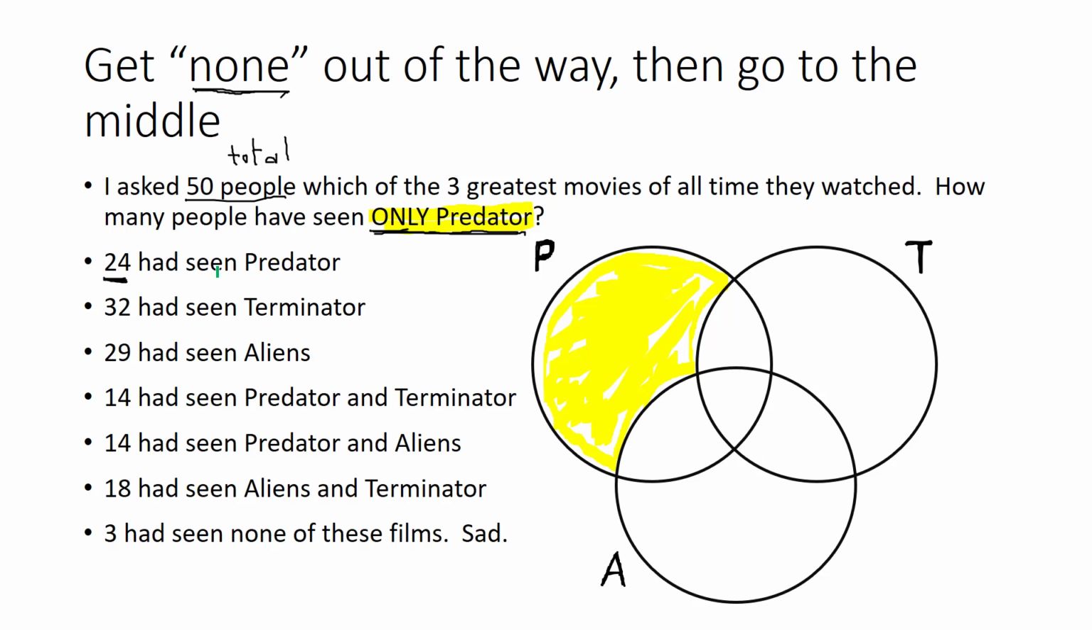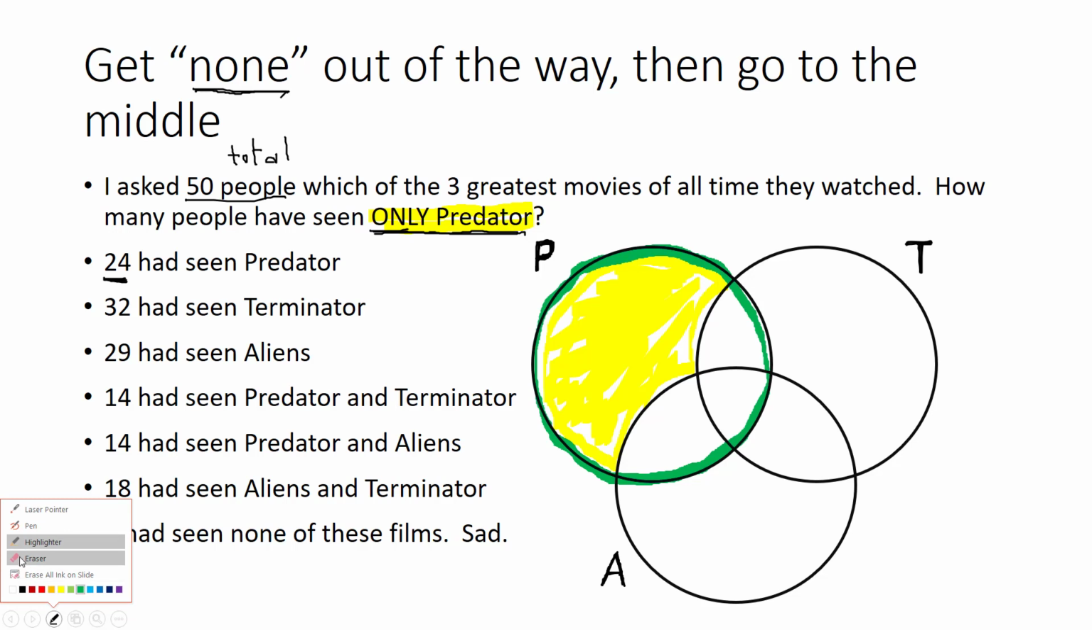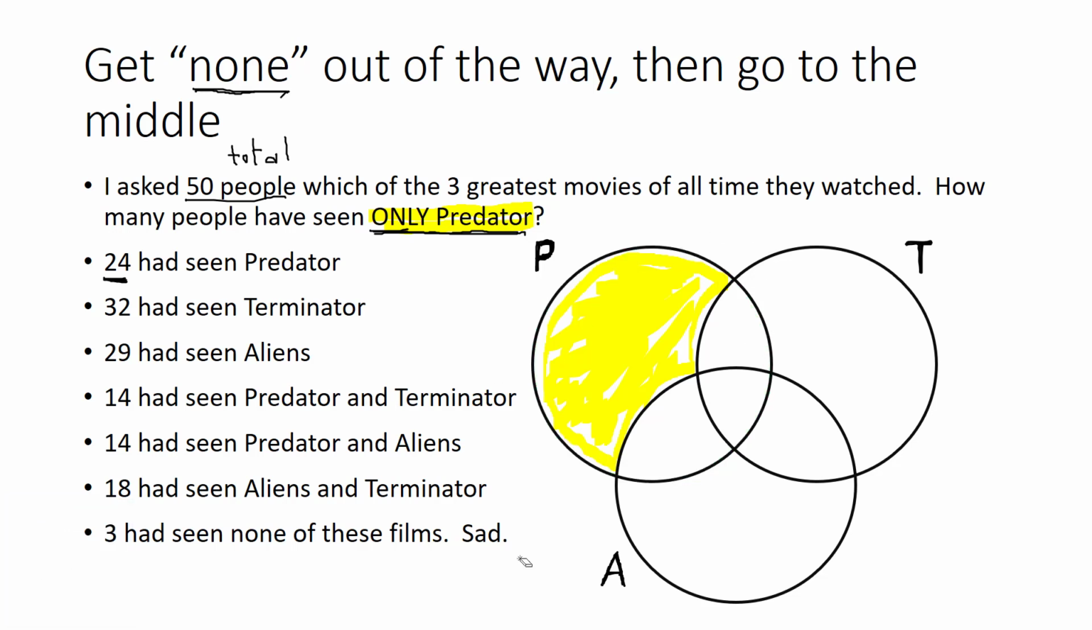So this, seen Predator, that would be this whole circle here. This is going to get messy in a hurry. I'll probably erase this right after. We don't want this whole circle. We want just this piece highlighted in yellow that stands for only Predator. Great film. If you haven't seen it, you're missing out.